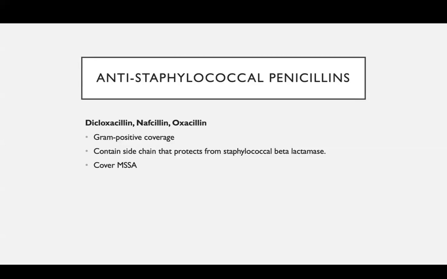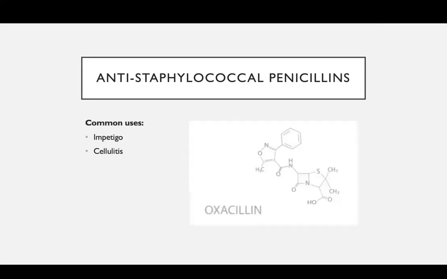So first we'll start with our anti-staphylococcal penicillins. These are going to be our dicloxacillin, nafcillin, and oxacillin. You're going to have great gram-positive coverage. They do contain a side chain that protects from staph beta-lactamase, and they have coverage against MSSA. So these will be commonly used. You'll see them being used a lot for infections such as impetigo and cellulitis.